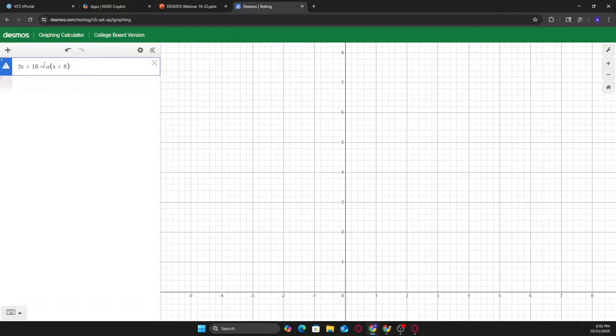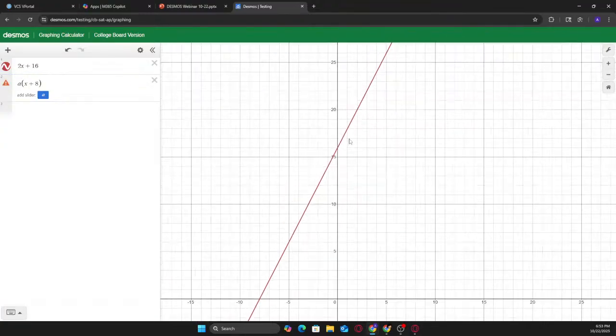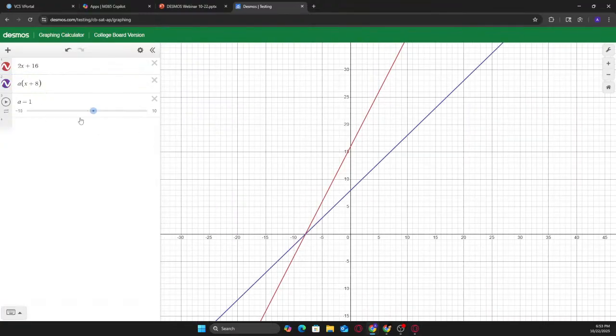Since these two equal each other, we're going to click on that. So 2x plus 16, and then we're going to have ax plus 8. What type of equation is this? This is a slider right now. If you don't know, you can type a equals 3 and add a slider to your line, and then you can increase or decrease it.